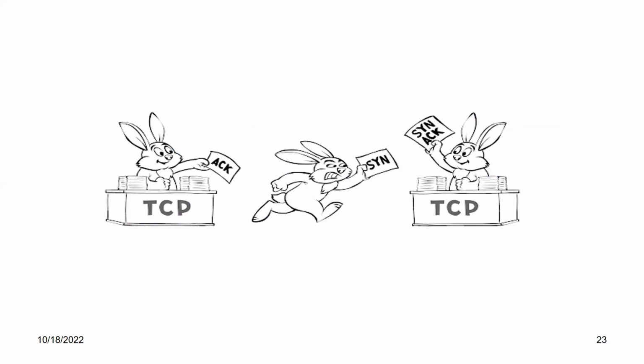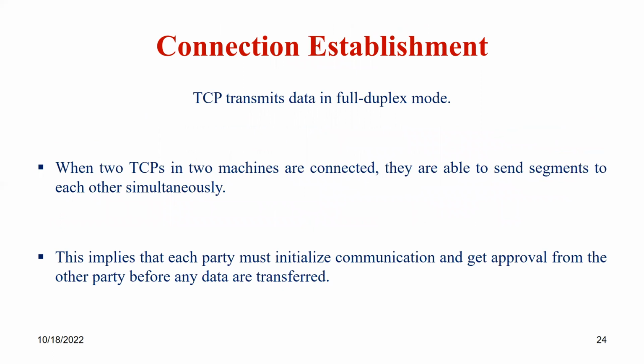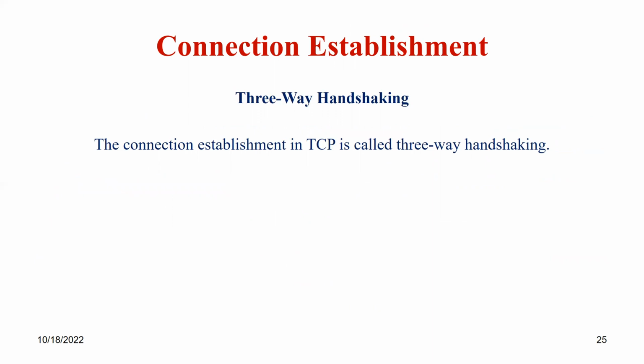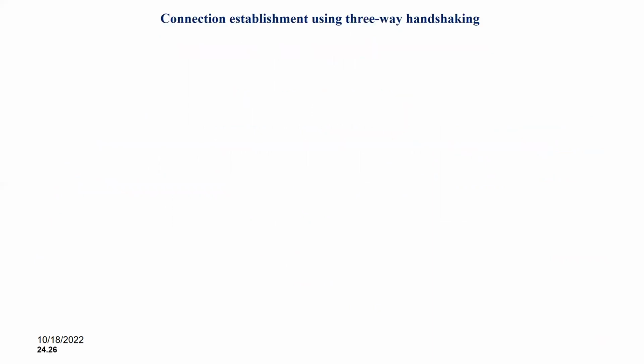So this is how TCP works: synchronization, acknowledgement, synchronization plus acknowledgement. Both the client and server go through these processes. First, connection establishment, which is in full duplex mode. So when 2 machines are connected, they are able to send segments simultaneously. After that only will the data be transferred. So it uses a 3-way handshake in the connection establishment itself.